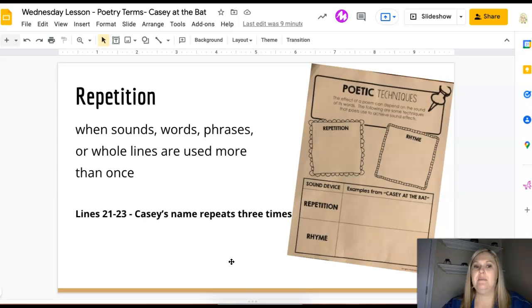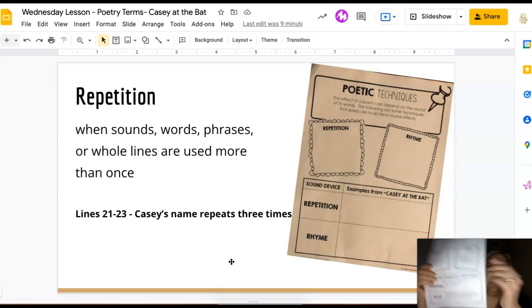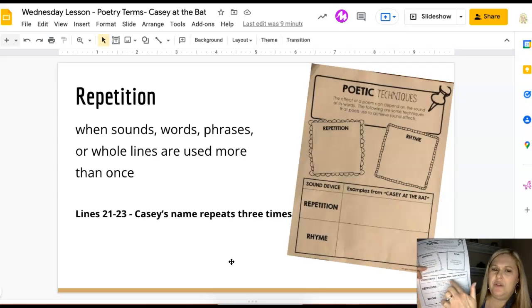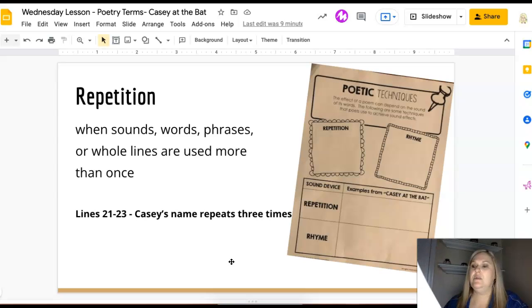So his name is repeated 3 times. Write that right here where it says repetition. Okay, you're going to write it right here: Casey, lines 21 through 23, Casey's name repeats 3 times. Okay, there are a couple other examples of repetition. So I want you to pause this and look through the poem and see if there are any other words repeated more than once. I've listed 4 different examples, including this one. So find those in the poem and just write what lines they're found on and what word is repeated, just like I did in this example here.